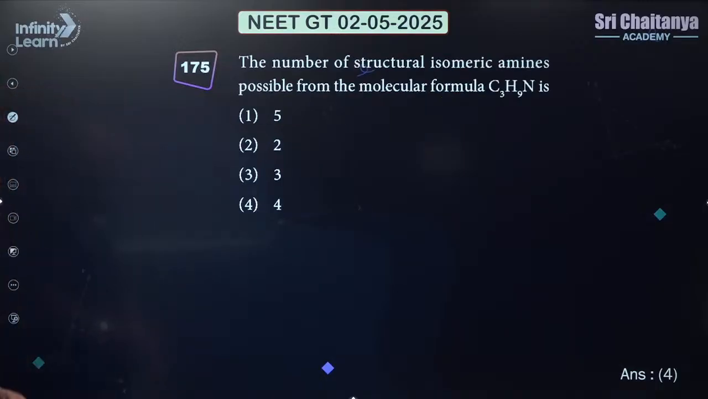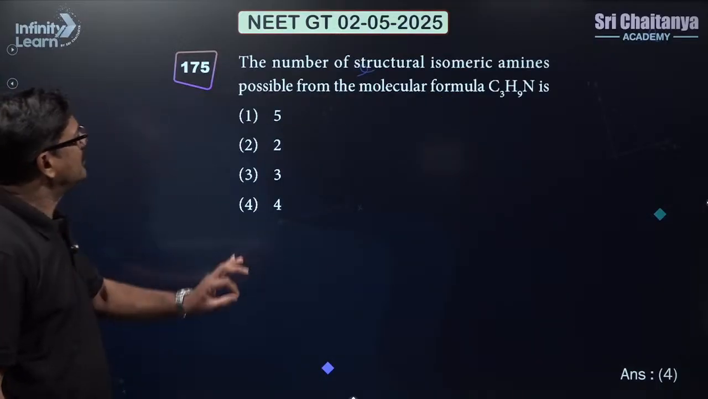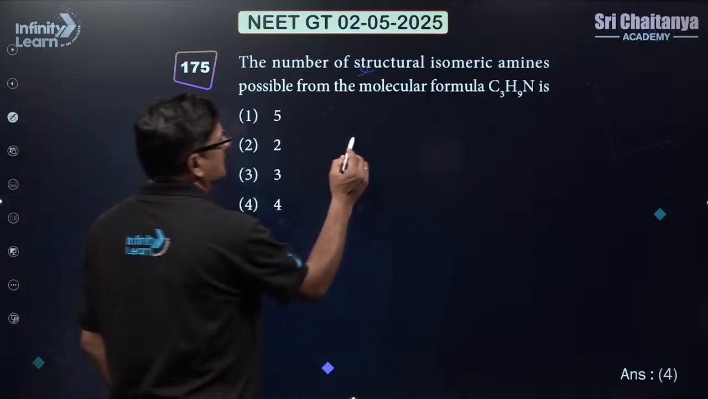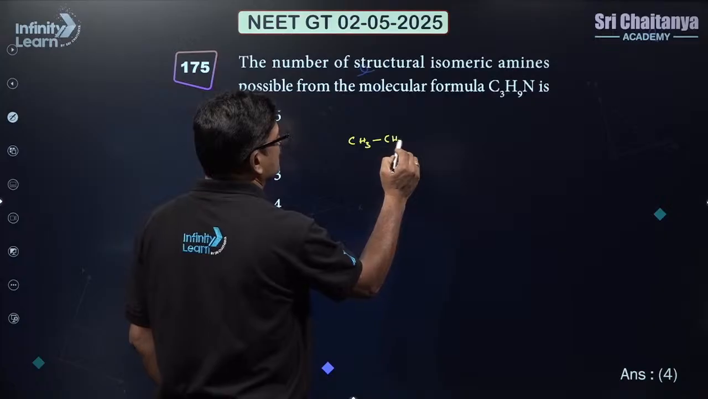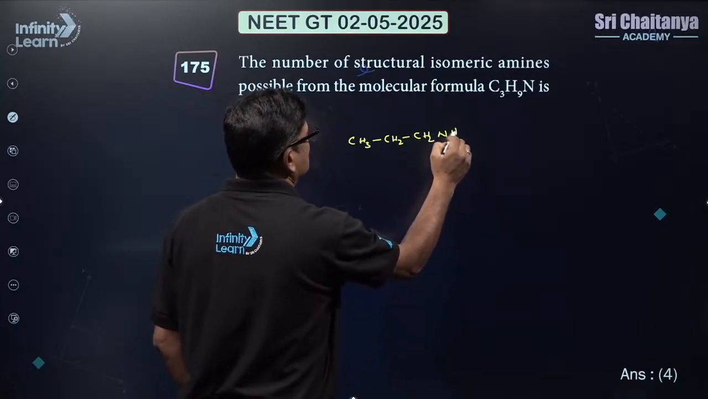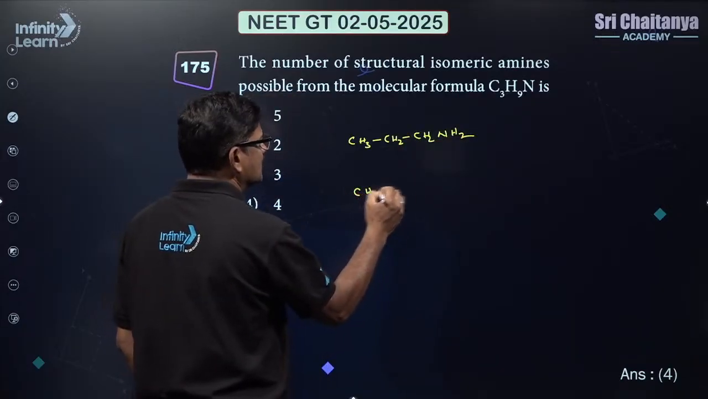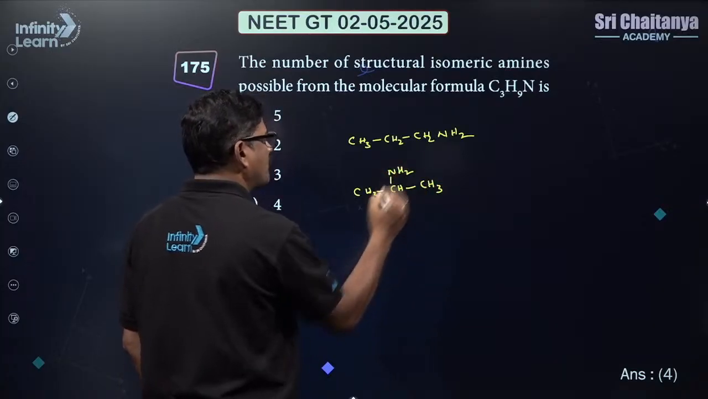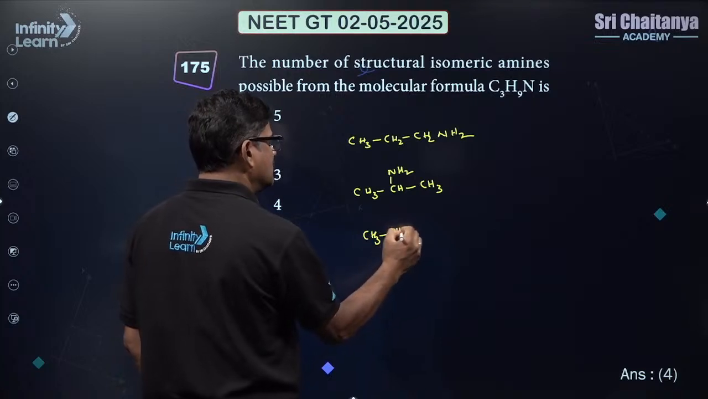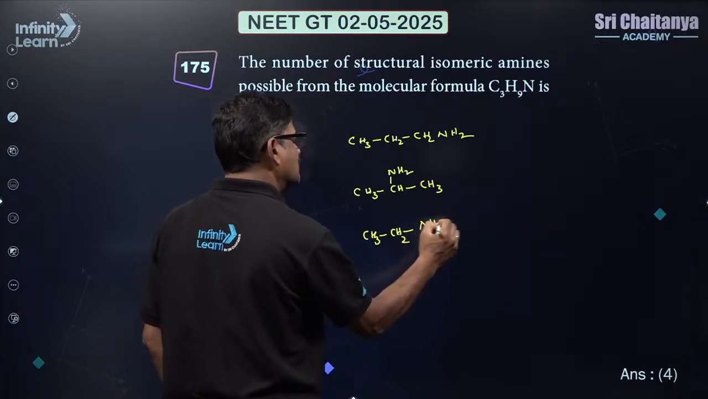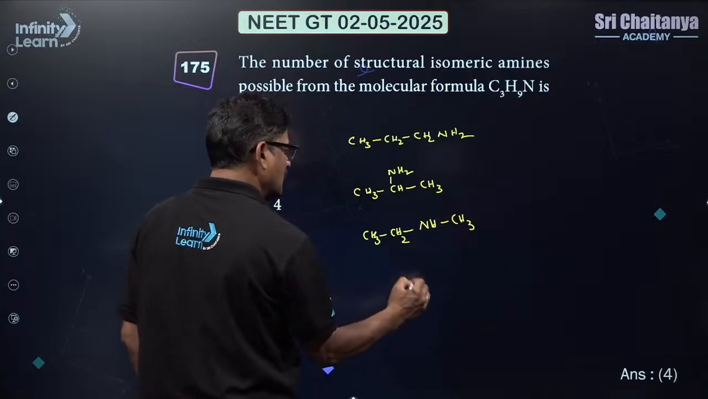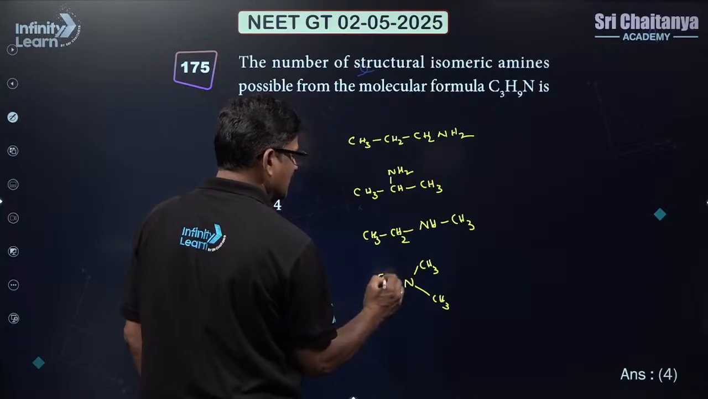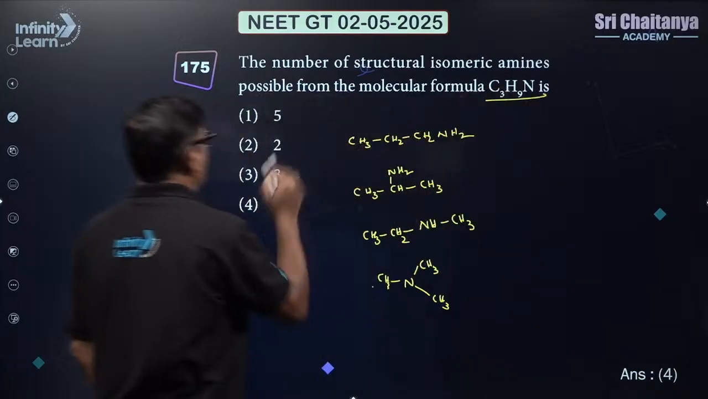Now let us see the number of structural isomeric amines that are possible for C3H9N. So CH3CH2CH2NH2, CH3CH(NH2)CH3, CH3CH2NHCH3, and N(CH3)3, that is CH3, CH3 and CH3. Check the molecular formula. I got 4.